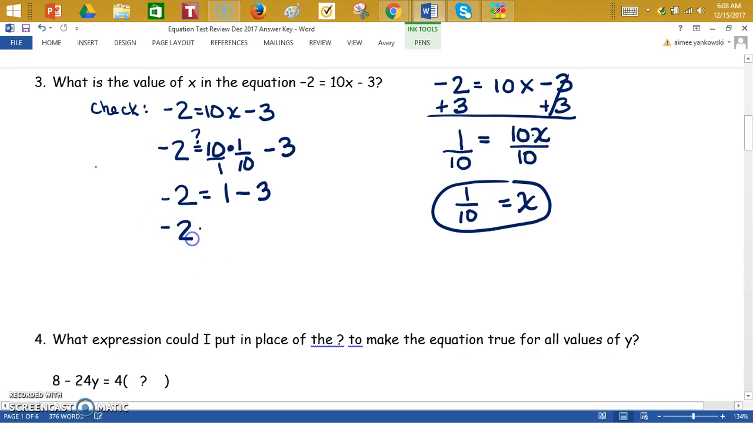So then I have -2 equals, what's 1 minus 3? Oh, 1 minus 3 is -2. That equation checks. 1/10 was absolutely the correct answer. I hope that helps.